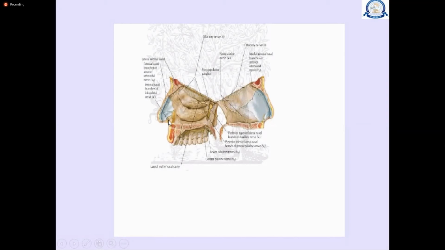The nerve supply to the anterior superior half is by the ophthalmic division of the trigeminal nerve, whereas the posterior inferior area is supplied by the maxillary division of the trigeminal nerve. Okay, so this maxillary division will be by the nasopalatine, if we can label it over here.